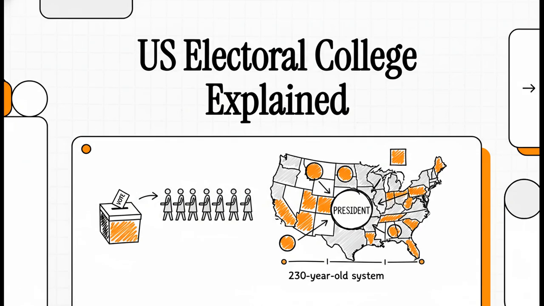All right, every 4 years, Americans vote for president. But here's the thing. The person who gets the most votes across the country doesn't always win. And the reason for that is this 230-year-old system called the Electoral College. So today, we're going to dive in and figure out what this thing is all about.